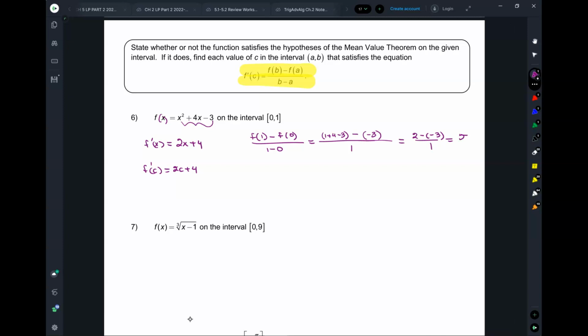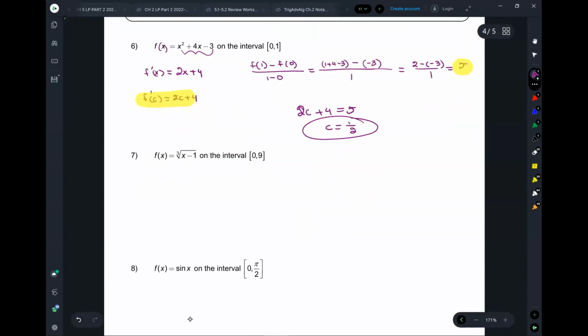This is half the problem. The formula says take this and set it equal to that. So now you have to take this and set it equal to that. F prime equal to 5. So 2c plus 4 equals 5, and then c is 1/2.